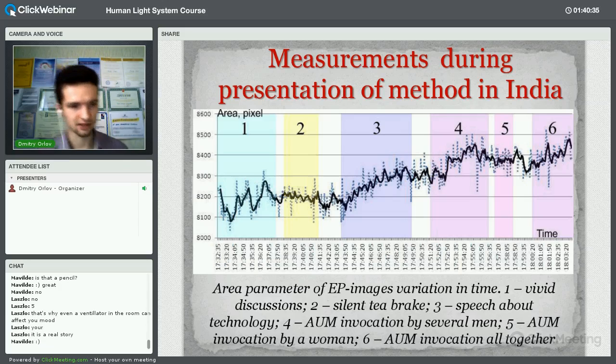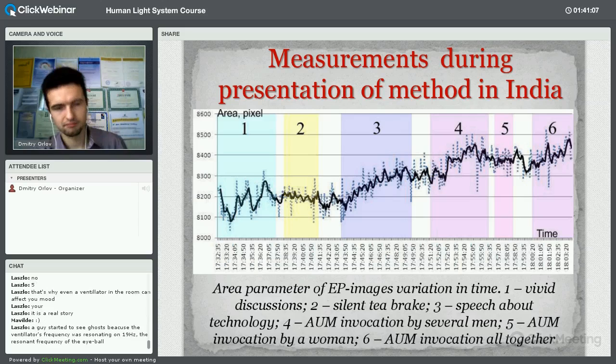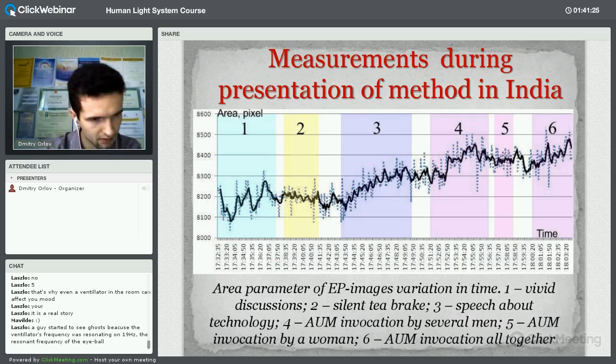So, just one of the last things: when I was presenting this technology in India, we were sitting in a room, and the tester with the Sputnik was standing in the center of the room. You see there are marks 1, 2, 3, 4, 5, 6 in time, and I was asking some person to write down everything that was going on in the room, and then in front of these people we calculated the results and watched the correlations.